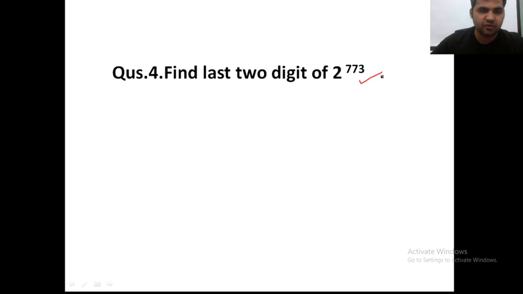Even though the concept of cyclicity can be used also, the concept of binomial expansion can also be used, the remainder concept can also be used. But if you can memorize these 4 rules, this will help you in finding the answers in the shortest possible method. You will get your answers fast. So now tell me, what will be the last two digits of 2 raised to power 773?